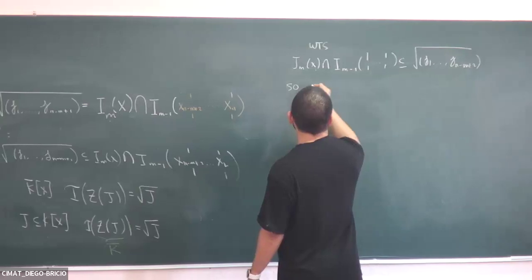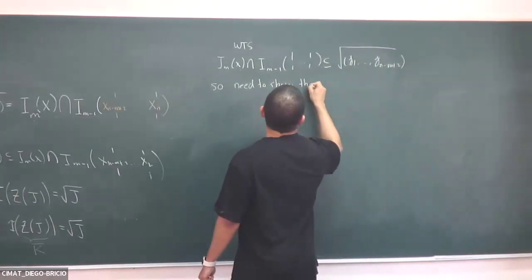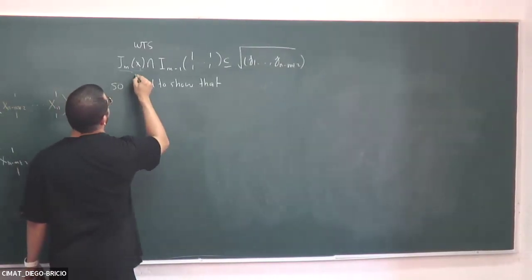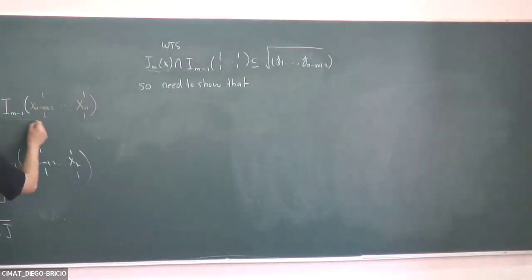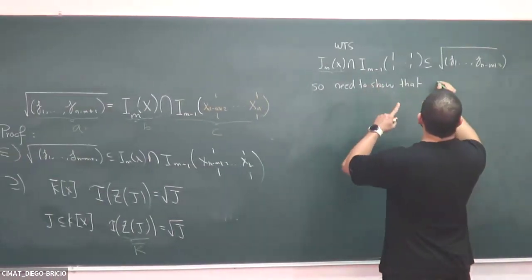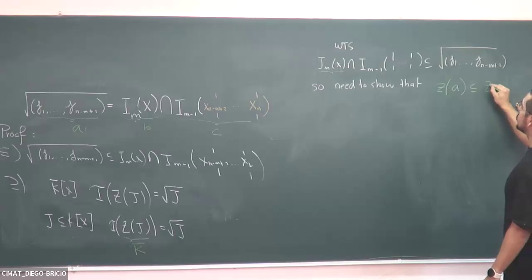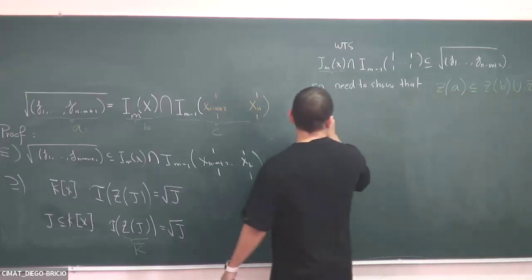So this is going to be equivalent to, let's say this guy is A, B, and C. So we need to show that the zero set of A is contained in the zero set of B and the zero set of C. That'll give us the thing that we want to show.